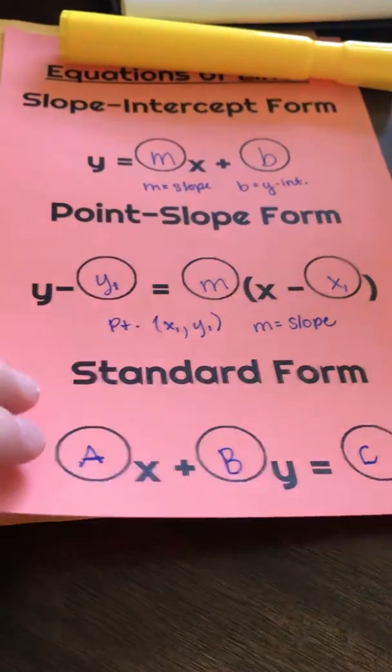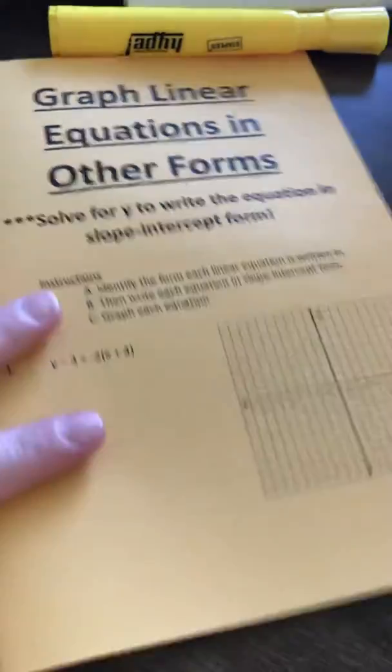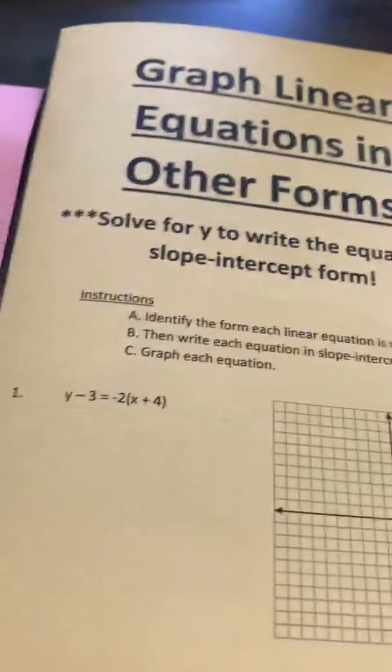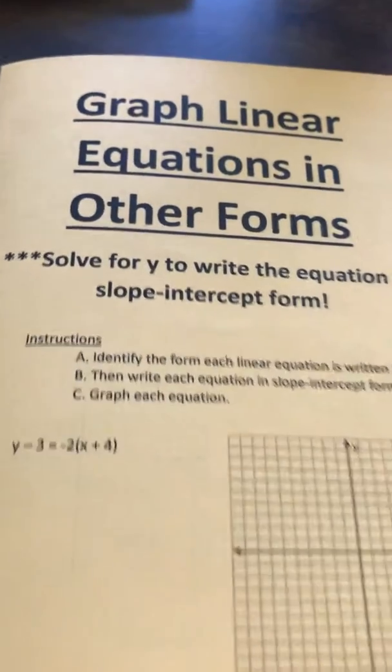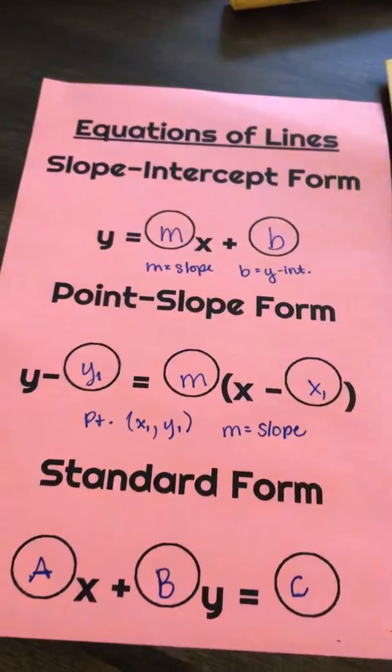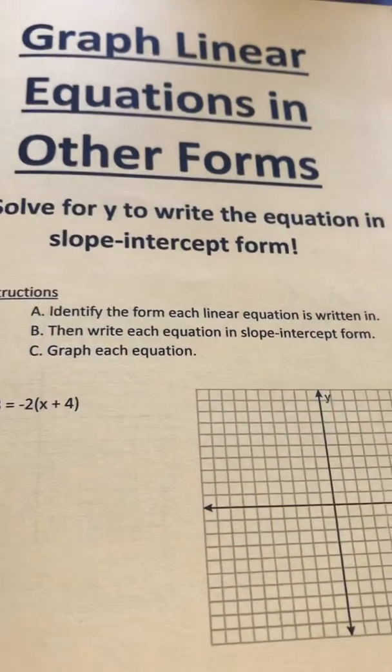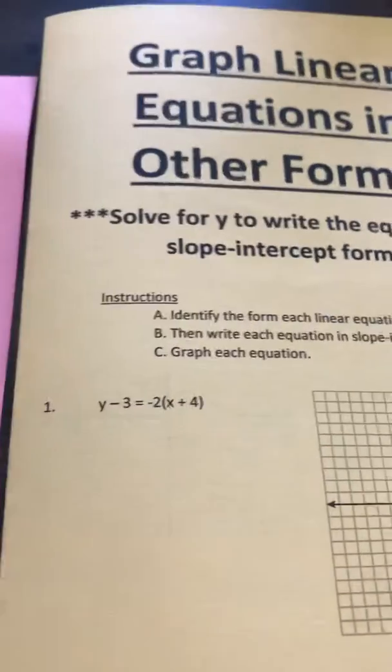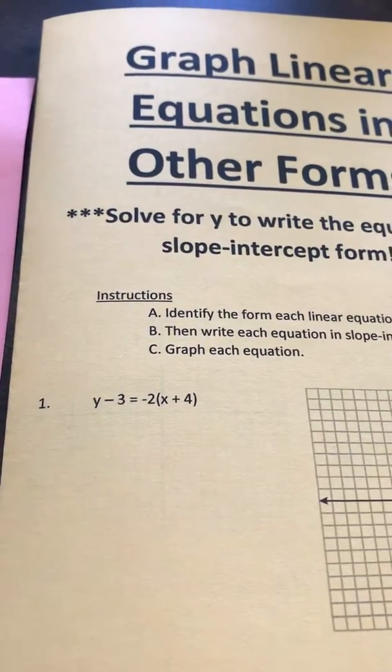Okay, all right, so in our notes, we are going to first identify, part A says identify the form each linear equation is written in. Okay, so we're going to use this to help us identify what form it's in. Then we're going to write that equation in slope-intercept form by solving for y, and then finally we'll graph it once we have it in slope-intercept form.